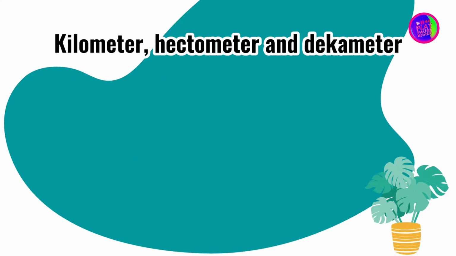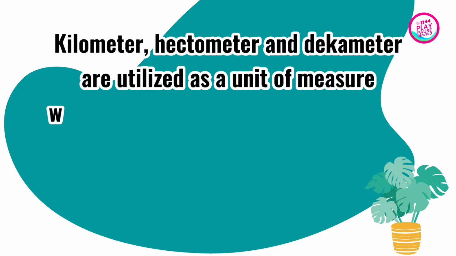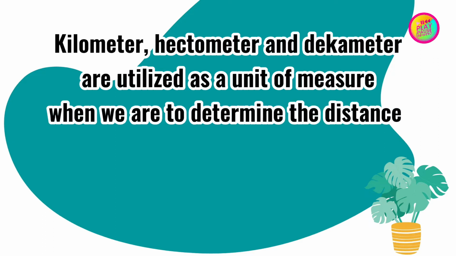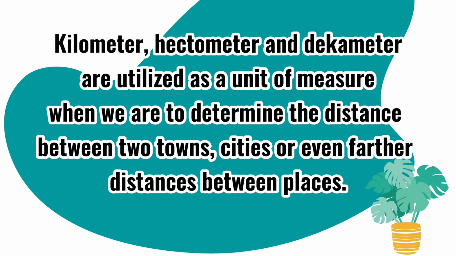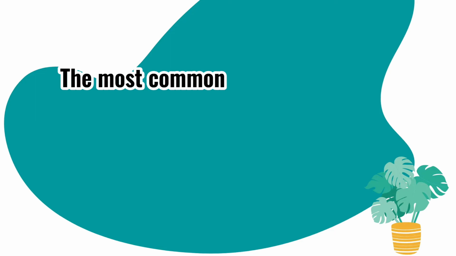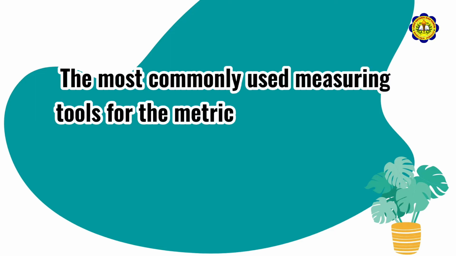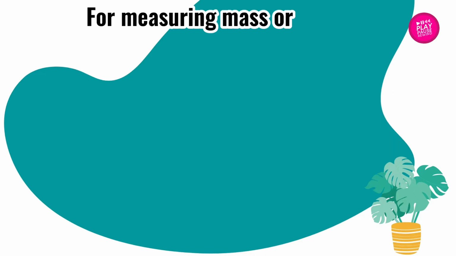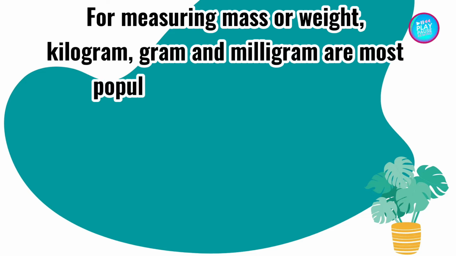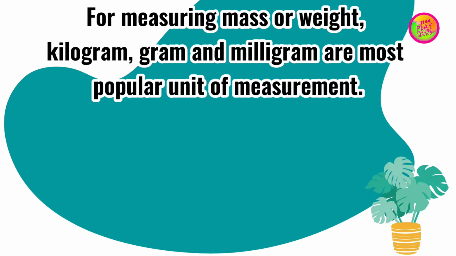Kilometer, hectometer, and decameter are utilized as a unit of measure when we are to determine the distance between two towns, cities, or even farther distances between places. And the most commonly used measuring tools for the metric system are ruler, meter stick, and tape measure. For measuring mass or weight, kilogram, gram, and milligram are the most popular units of measurement.